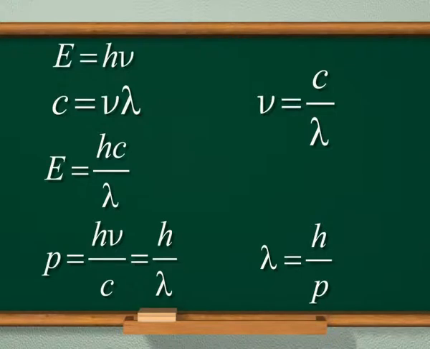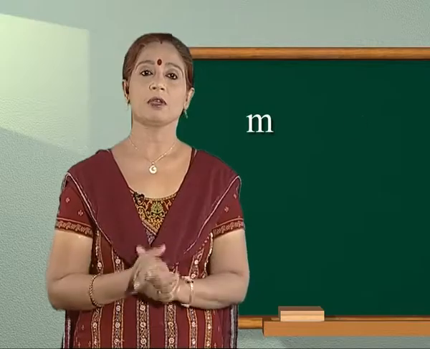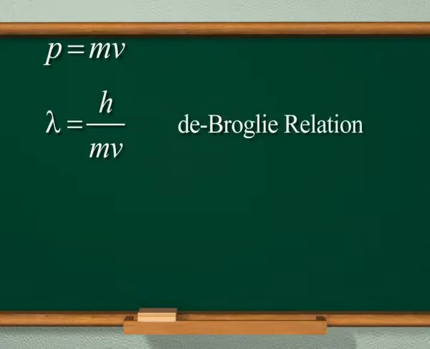De Broglie asserted that the equation is completely a general formula and applies to photons as well as other moving particles. The momentum of a particle of mass m moving with velocity v is p = mv. Hence, de Broglie wavelength is given by λ = h/mv. This is called de Broglie relation. It connects the momentum, which is characteristic of the particle, with the wavelength, which is characteristic of the wave.